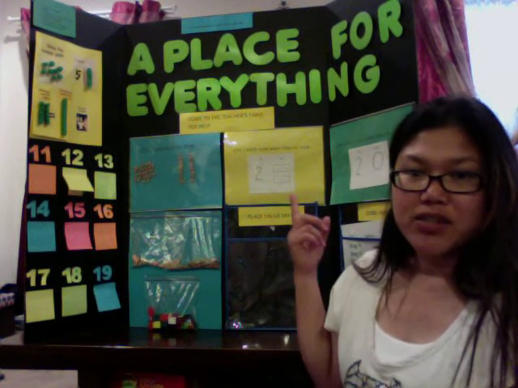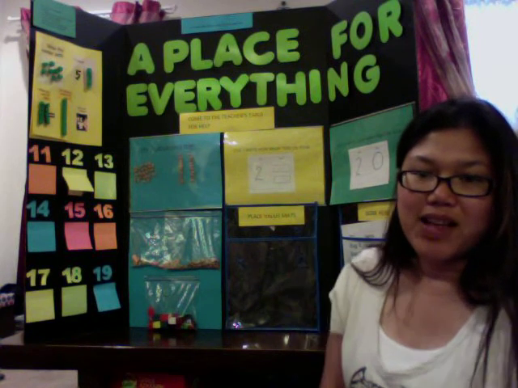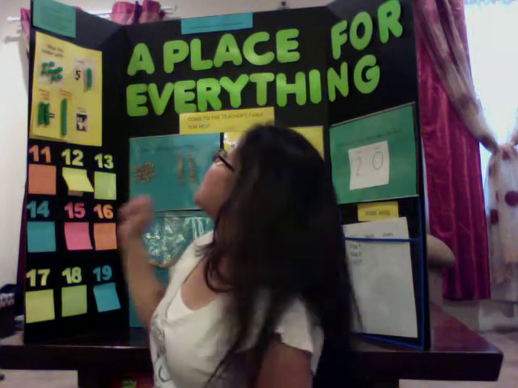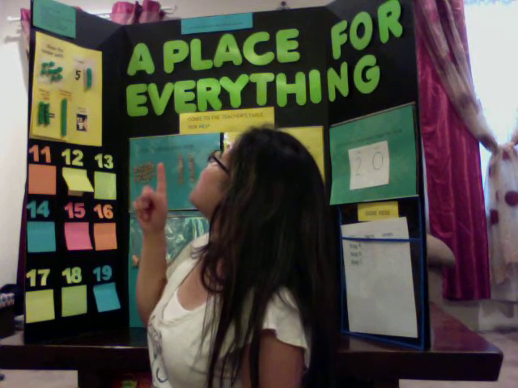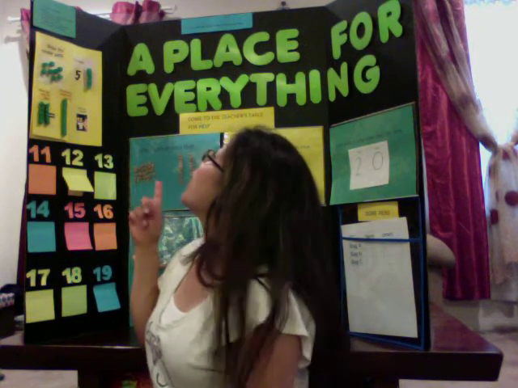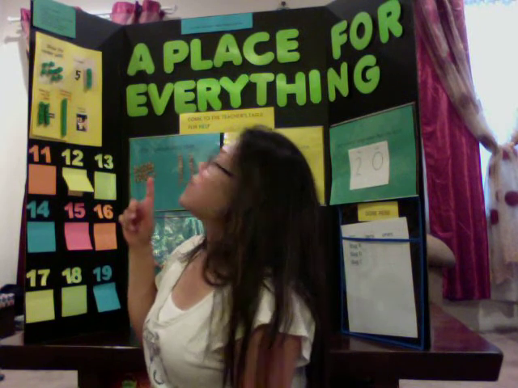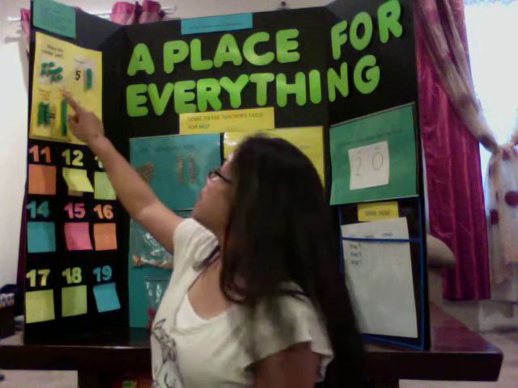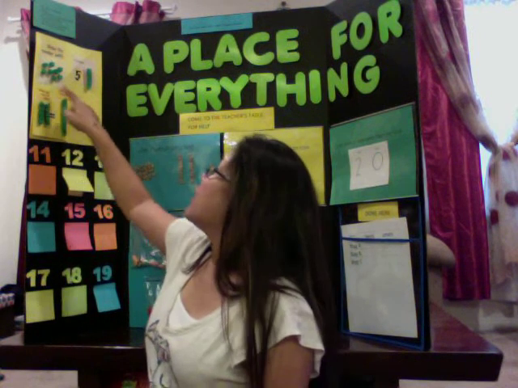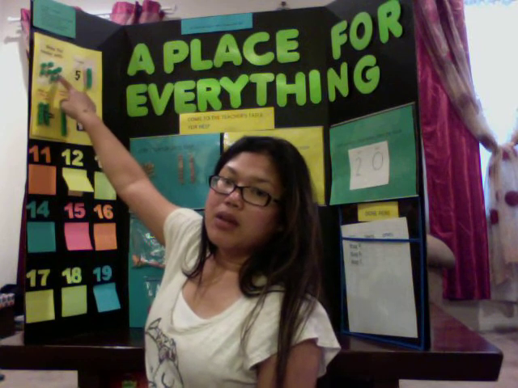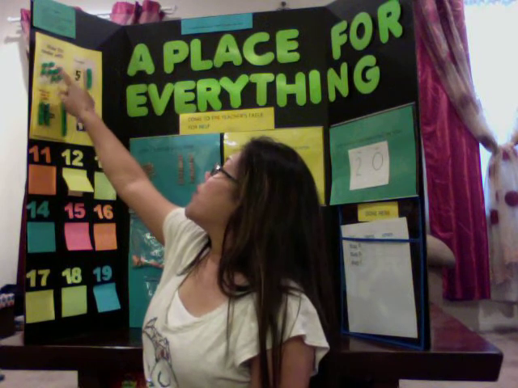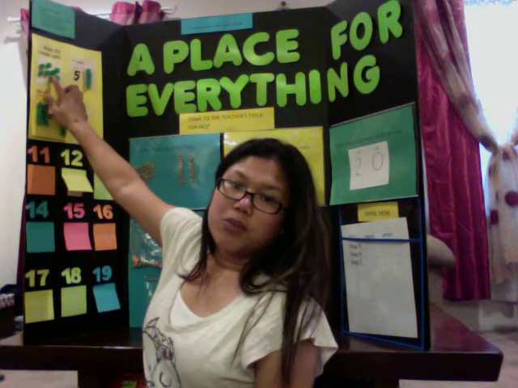So the title of my center is A Place for Everything, and it's first grade place value. Right over here is the first activity, and it's California State Standard Grade 1, 1.3, represent equivalent forms of the same number through the use of physical models, diagrams, and number expression. So I have clear and simple instructions over here, along with 3D models and representation. Number one, it says show the number with the cubes right here.